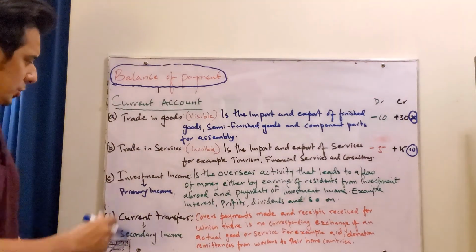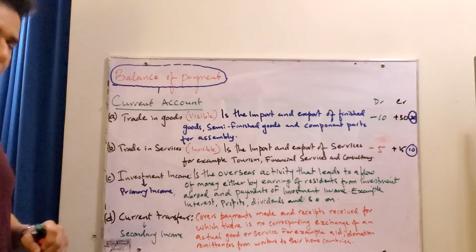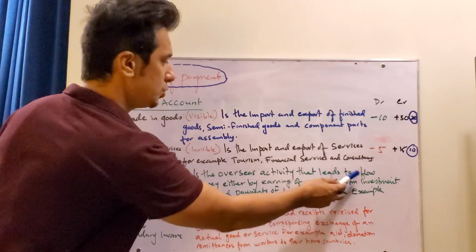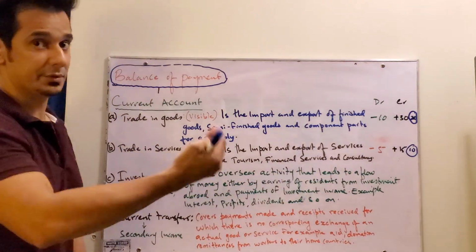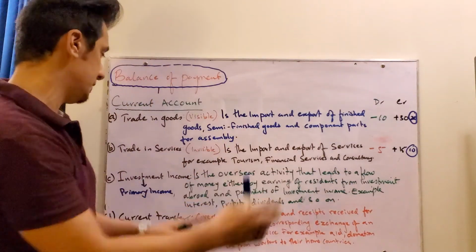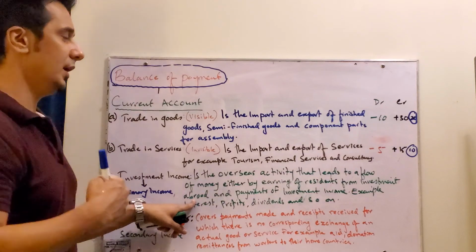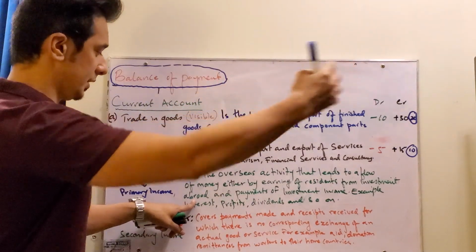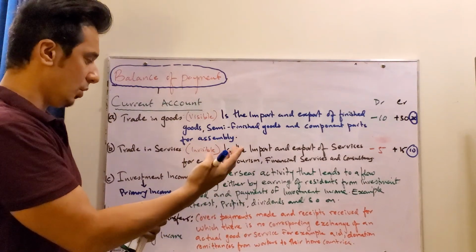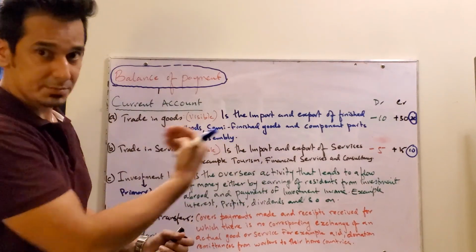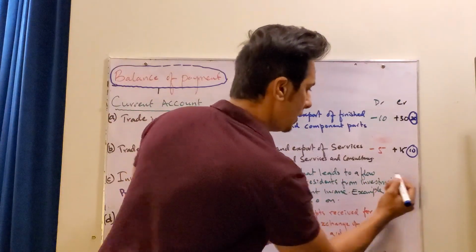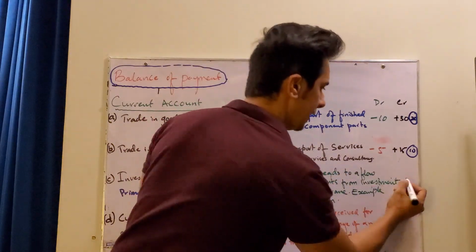Now, if we talk about investment income, what exactly is meant by investment income? It is the overseas activity that leads to a flow of money. This flow can be either inflow or outflow, either by earnings of residents from investments abroad. For instance, if I invest in some other country, maybe in Mexico, this is an investment. Now, the money that I get that comes into my country as profits, that's inflow. Let's suppose that is worth 35.